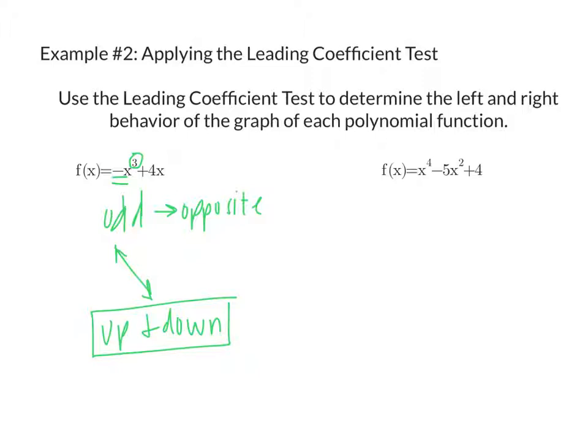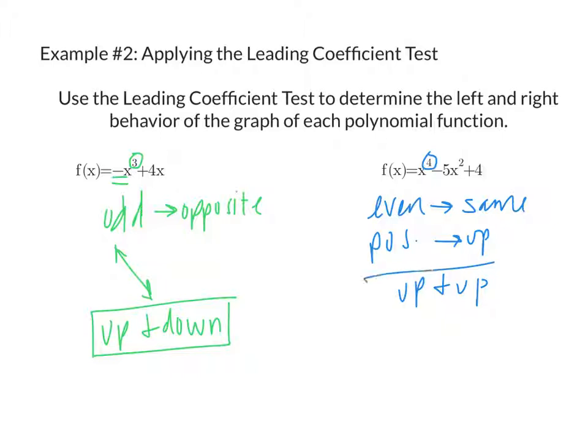And that's it. Okay. This other one, our leading power is 4. Just because it's in the front does not mean that it has a leading power. So be sure that you're paying attention to which one is the highest power. So your highest power is 4. So 4 is even. And remember, even means that they're going to be the same. And then this one is positive. And positive means that it's up. So for us, this is going to be up and up.